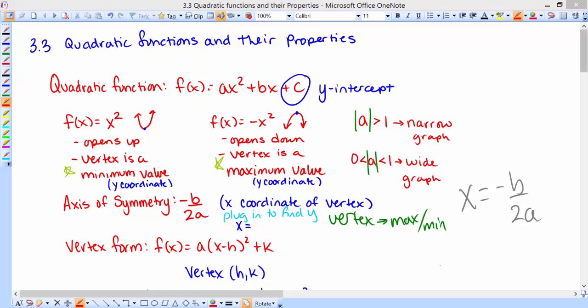For 3.3, quadratic functions and their properties, I'm going to approach this section as if you are seeing it for the first time. This is stuff that you did see in Math 2, but at the very beginning of the year. So I want to make sure that we cover it in detail, so if maybe you're not so strong with your Math 2 stuff, it hopefully will be a little bit easier for you.